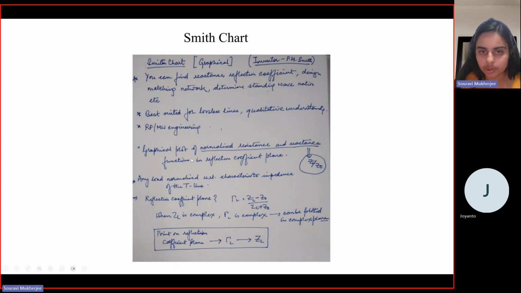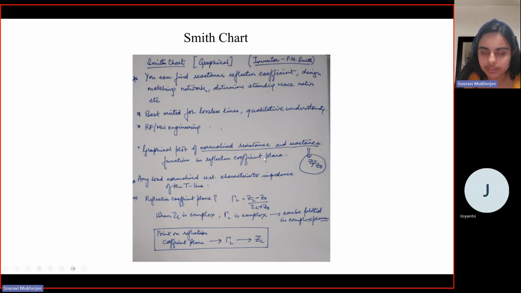It's basically a graphical plot of normalized resistance and reactance in reflection coefficient plane. Now, two things are important here. One is the normalized reactance or resistance. So, normalized means normalized with respect to what? It will be normalized with respect to the characteristic impedance of our transmission line. So, if you remember, for every transmission line, there was a characteristic impedance which we denoted as Z naught, right? So, here, this will be a graphical plot of resistances or reactances, which will be normalized with respect to the characteristic impedance of our transmission line. And now it will be plotted in a reflection coefficient plane.